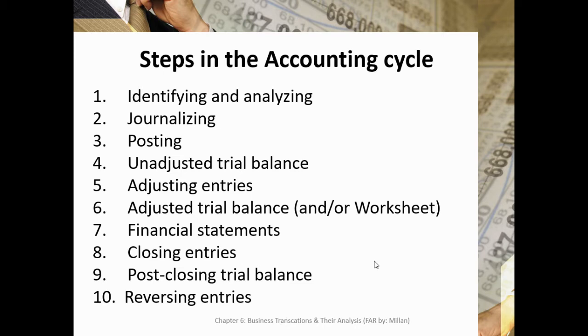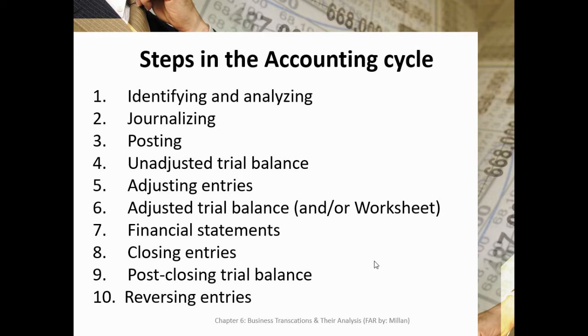Next is the preparation of the unadjusted trial balance. The balances of the general ledger accounts are proved as to the equality of debits and credits, and the unadjusted trial balance serves as basis for adjusting entries. Number 5 is the preparation of adjusting entries. The accounts are updated as of the reporting date on an accrual basis by recording accruals, expiration of deferrals, estimations, and other events often not signaled by new source documents.